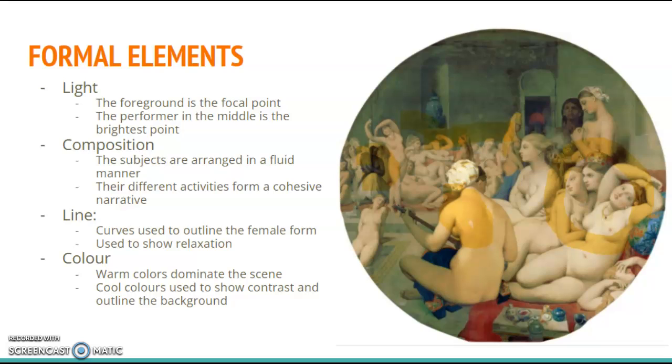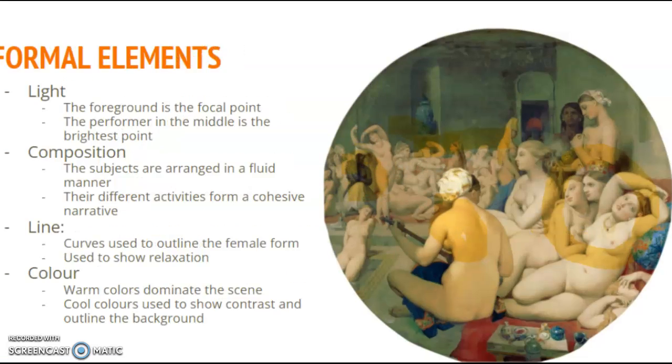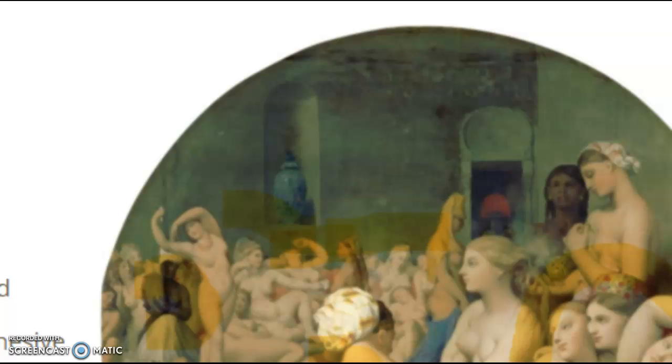Let's talk about line. Usually, we assume that curves are used to depict the female form. The curves of the breasts and stomach and thighs all show the female form. Additionally, though, these curvy lines show how relaxed the subjects are. The shoulders are languid, they lie across each other's bodies instead of arranging themselves in a straight line. Their heads are tilted back or turned to the side. You can also see how the bodies in the painting melt into each other, hands on each other's bodies, leaning against each other.